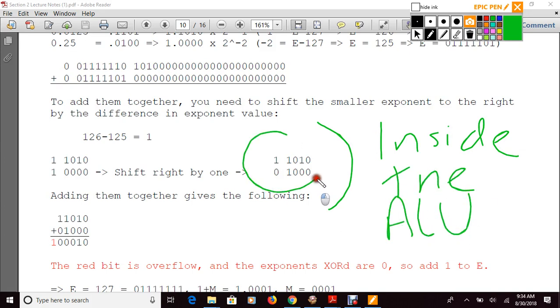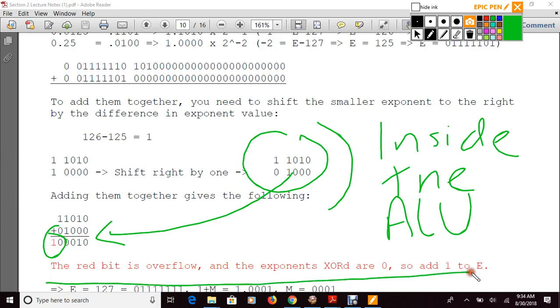So once you add those together, you get the result. And previously, we discussed when you're permitted to have overflow, and when you're not. If you have different signs, you can't have overflow. The reason why I introduced it that specific way is because of what happens when you get this. Since they're the same sign, the red bit is overflow, so you can add it to the result, right? So that means when we do the shift, we know what the exponent output is going to be, and we also have a result.